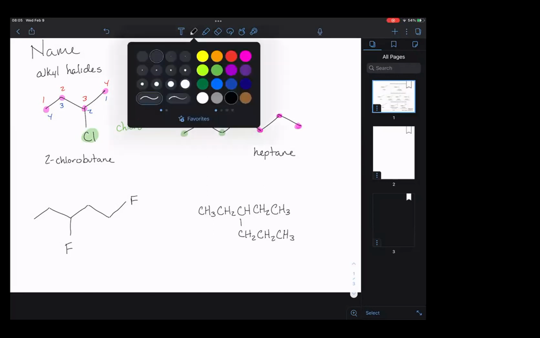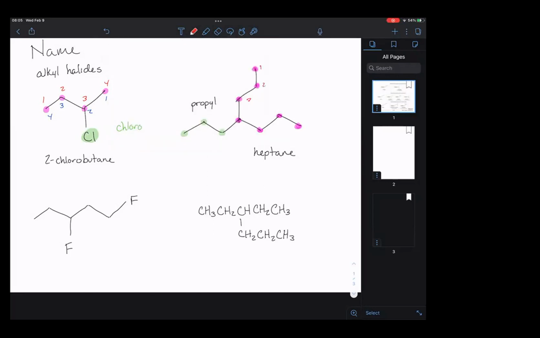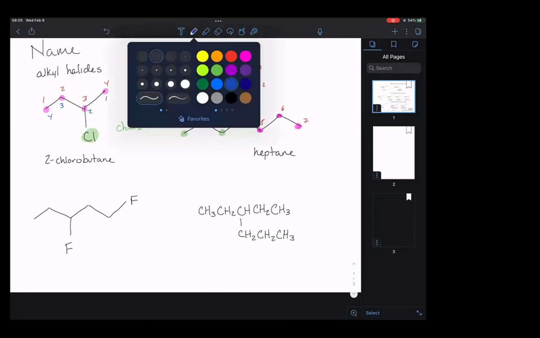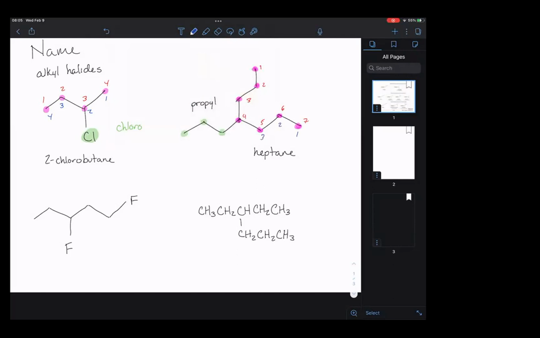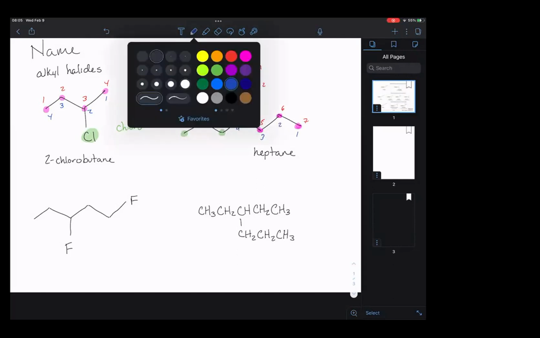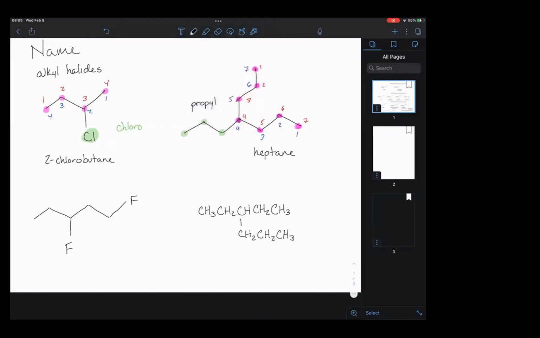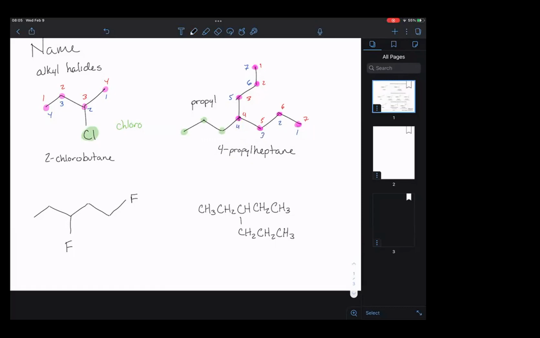And then we're going to number our parent chain both directions. You'll notice in this case, it really doesn't matter which numbering scheme I pick because they both put that propyl group on carbon 4. So 4-propylheptane. Again, run it all together, all one word. Okay.